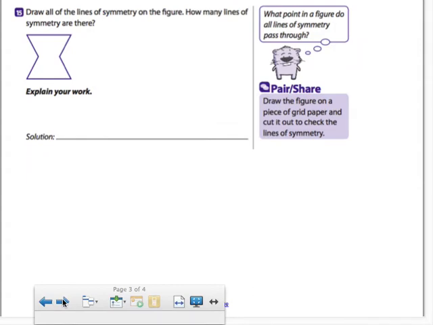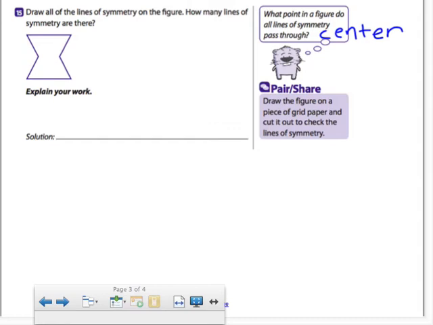Draw all of the lines of symmetry on the figure. How many lines of symmetry are there? Look at this little beaver guy on the side. Maybe he's giving us clues. What point in a figure do all lines of symmetry pass through? I know that. That's the center. So it has to cross through the center.